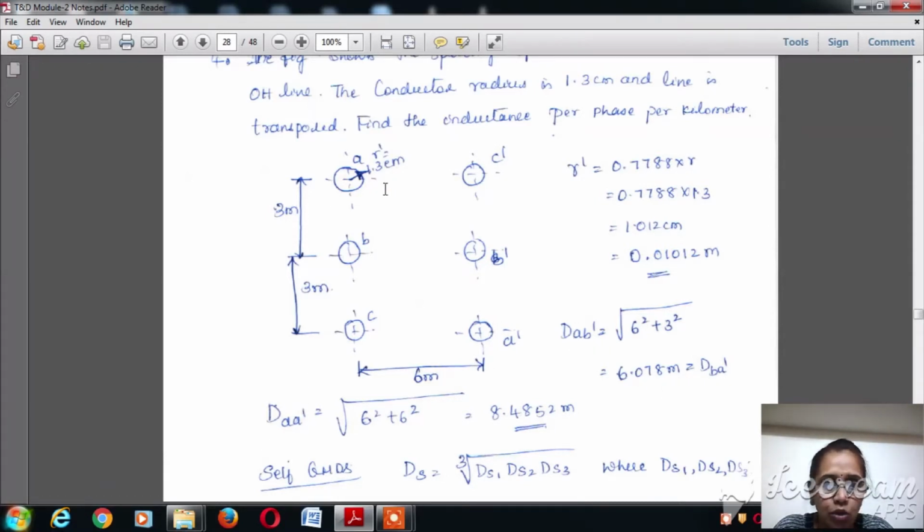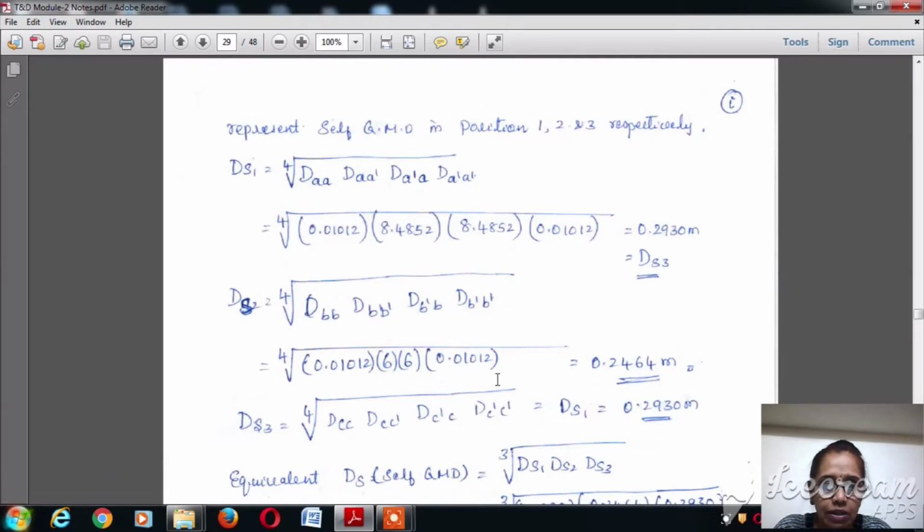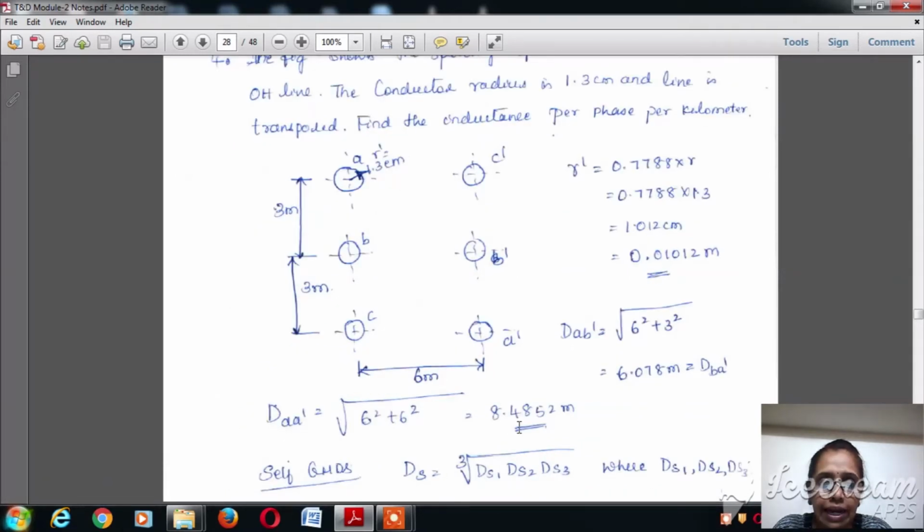Now calculate what is DAA dash. DAA dash is nothing but the hypotenuse between these. So DAA dash is nothing but square root of 6 square plus 6 square. We know that this is 3 plus 3, 6. So 6 and 6, square root of 6 square plus 6 square. Now that gives us the value of 8.48552 meters.